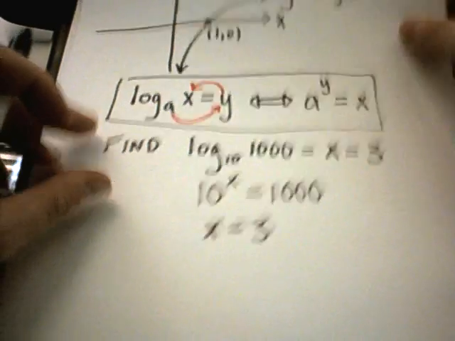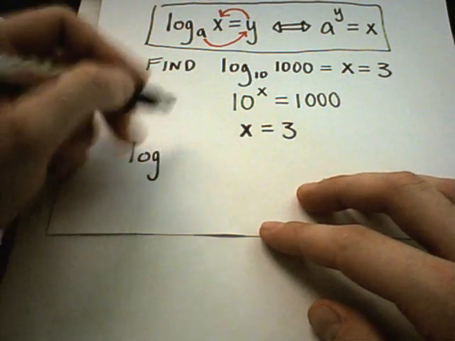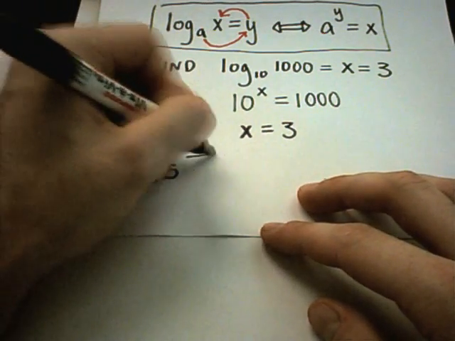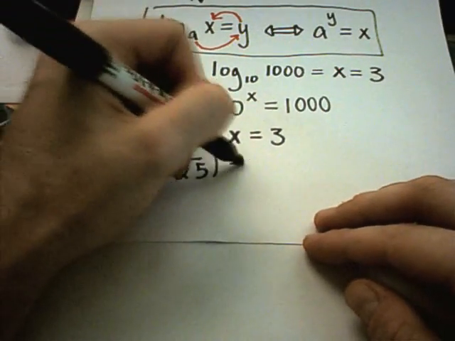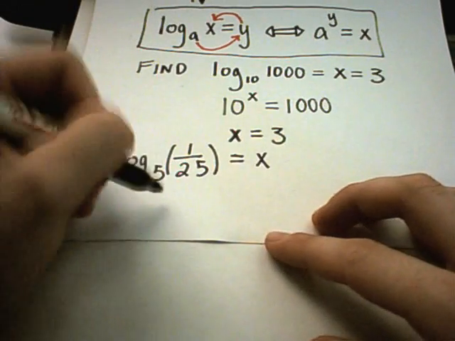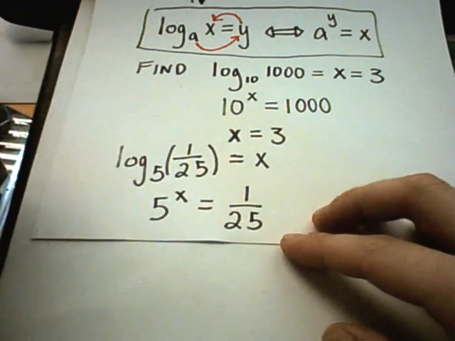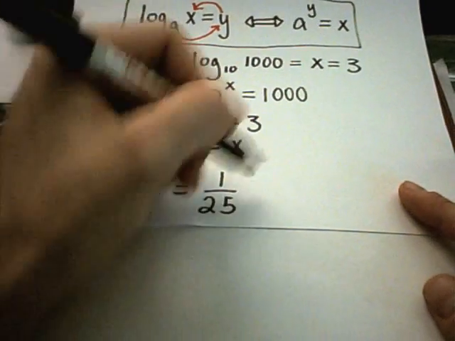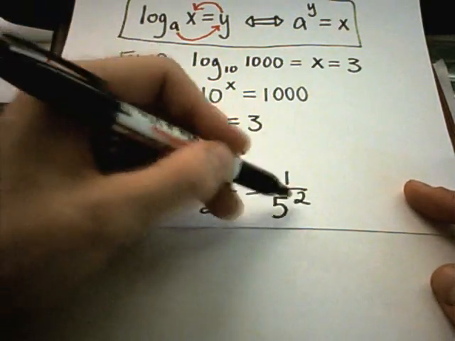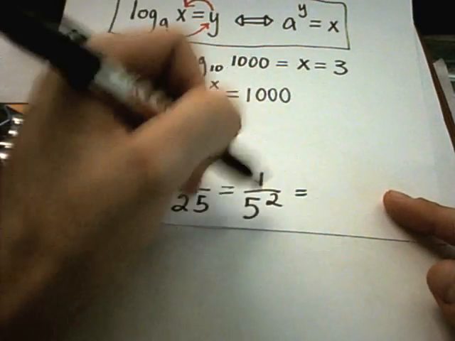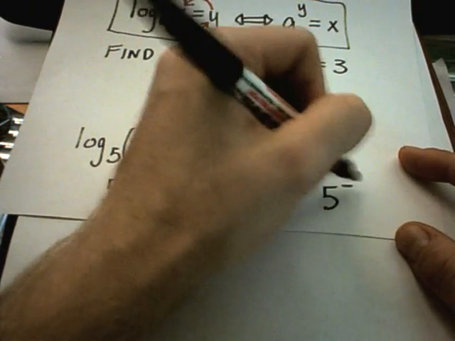Let's do one more here. Suppose I have log base 5 of 1 over 25. In the same way, this equals some number x. Well, I can rewrite it as 5 to the x equals 1 over 25. But notice I can write 1 over 25 as 1 over 5 squared, right? 5 squared is 25.